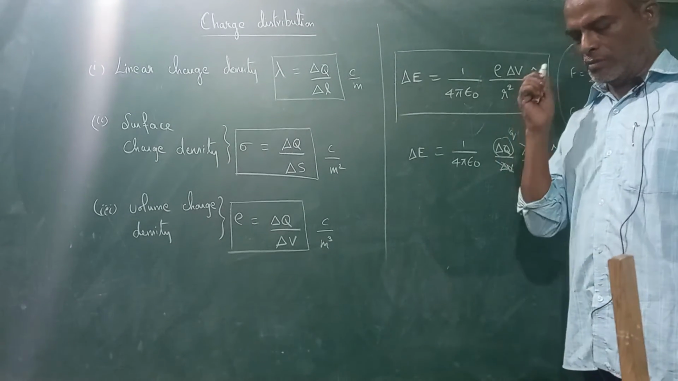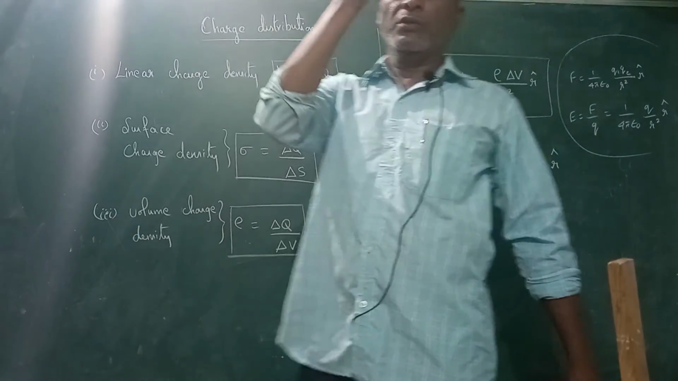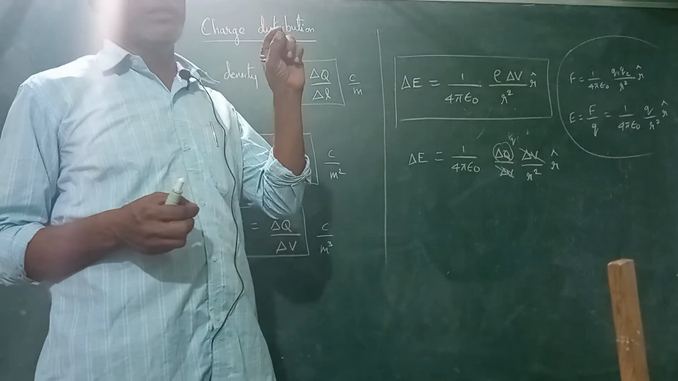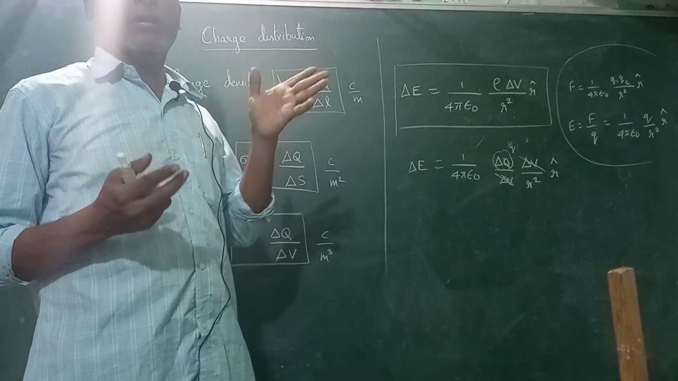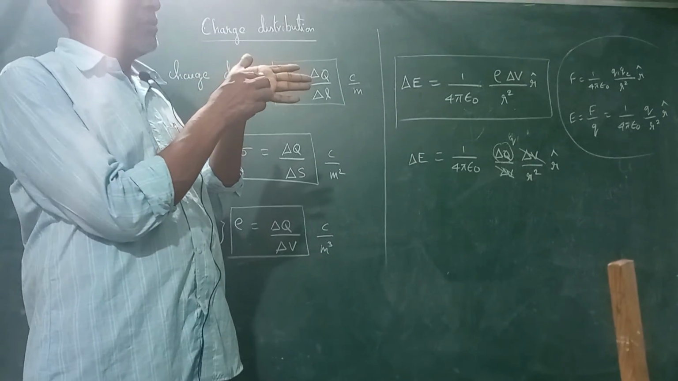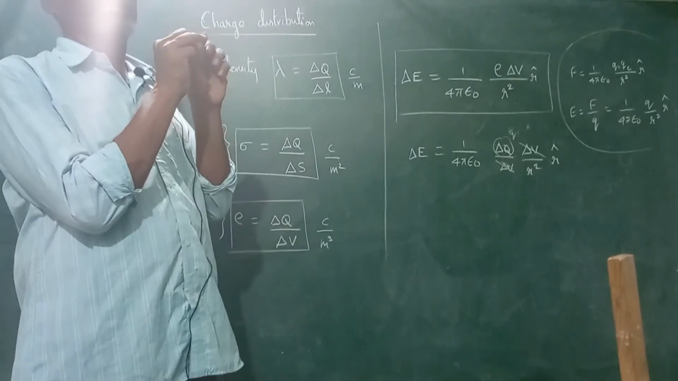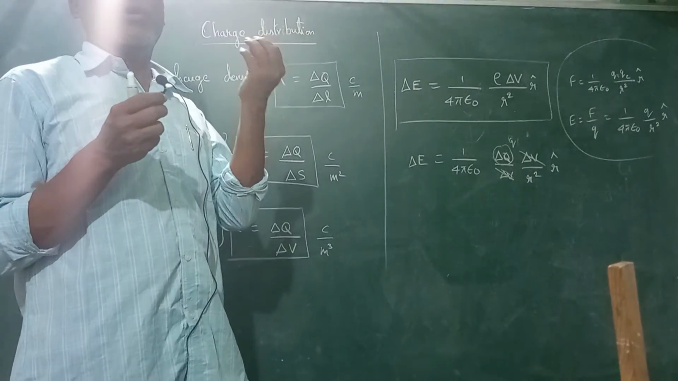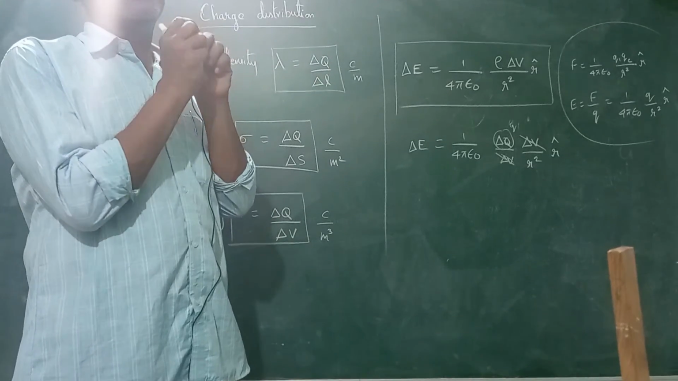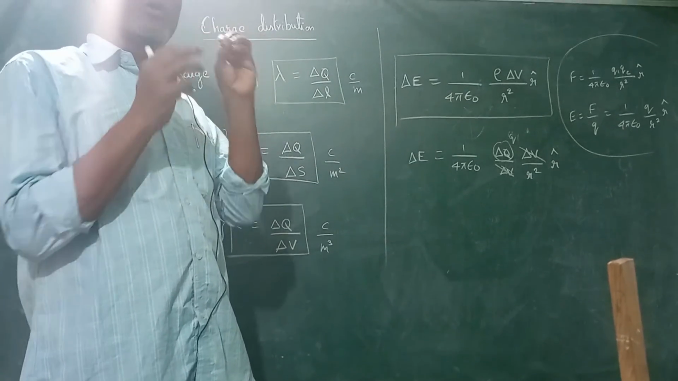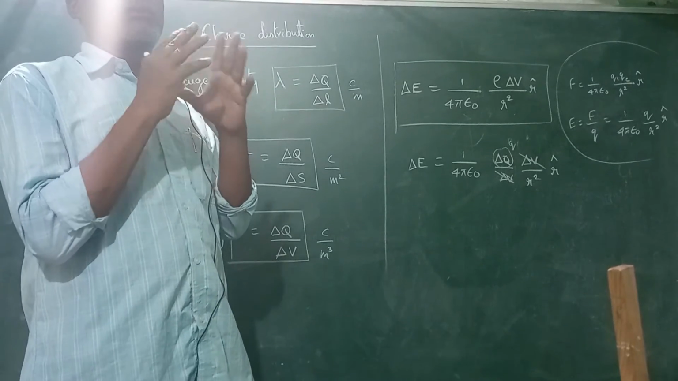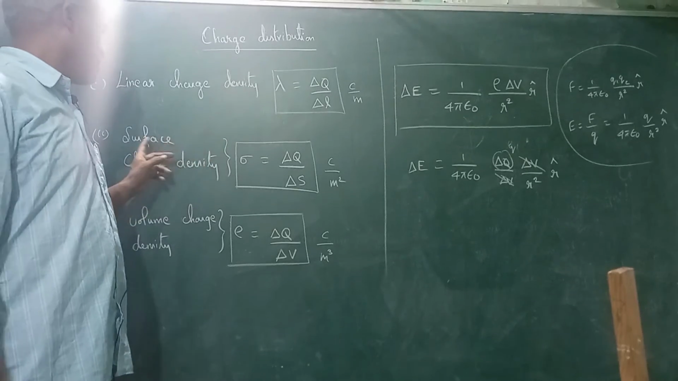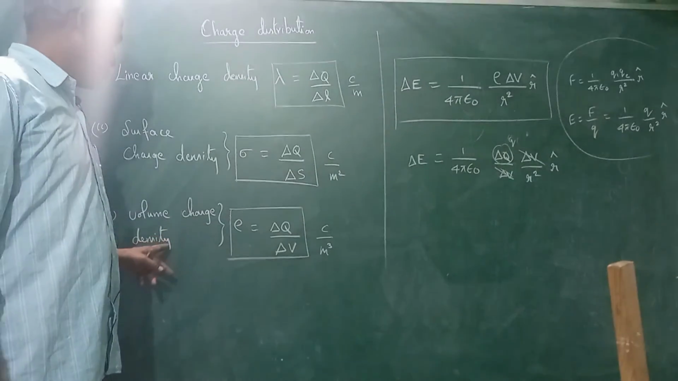So depending on the problem, whether you are going to consider a linear straight line, in that you are going to take a small length, which is del L, or it can be a small area, or you can consider a small volume. In the small length, how much charge we have? The small area, how much charge we have? The small volume, how much charge we have? Based on that we can define these three densities: linear charge density, surface charge density, and volume charge density.